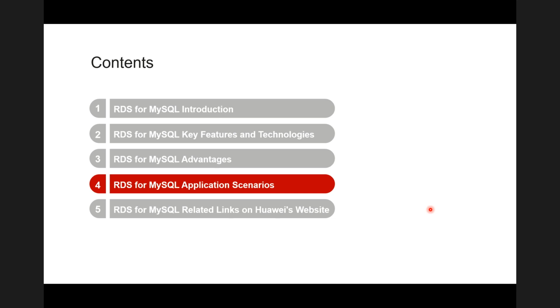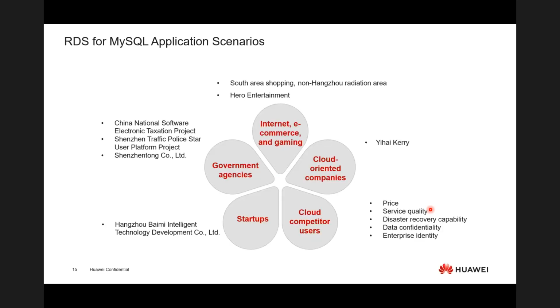So the next part will be application scenarios. That means what kind of scenarios we will use the RDS for. Basically RDS for MySQL is involved with all industries, as you can see here: the internet, e-commerce, and gaming, government, startups, cloud computing users, cloud-oriented companies. Because it's based on the open source MySQL, a lot of companies from different industries will use that database.